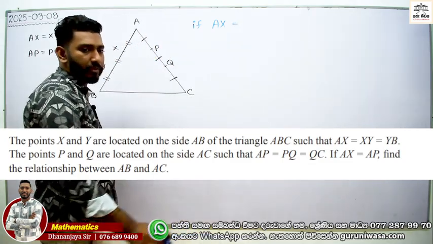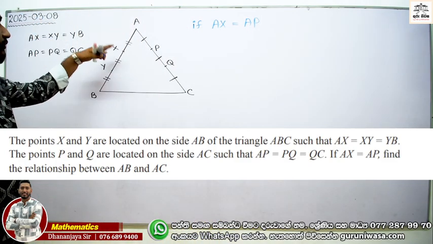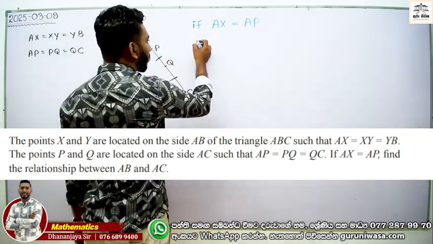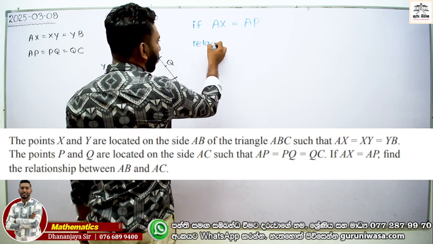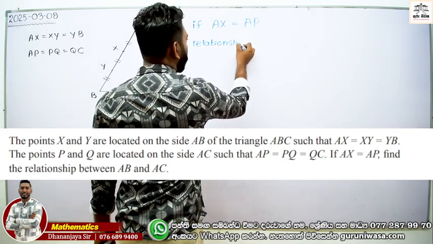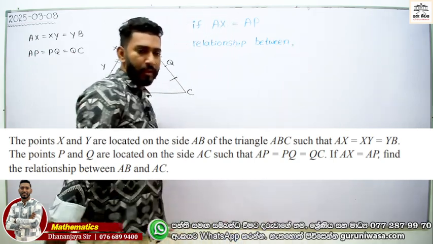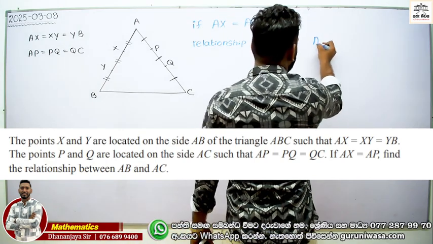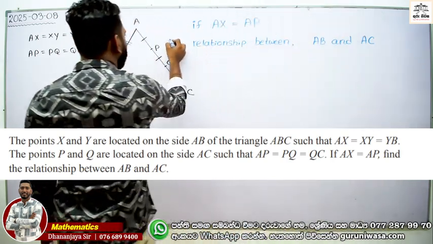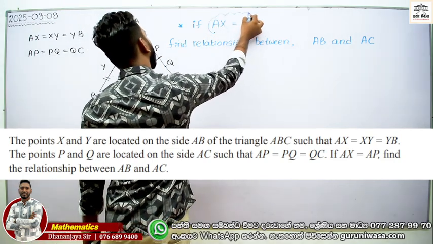If AX equals AP, find the relationship between AB and AC. This is the question. AX equals AP.